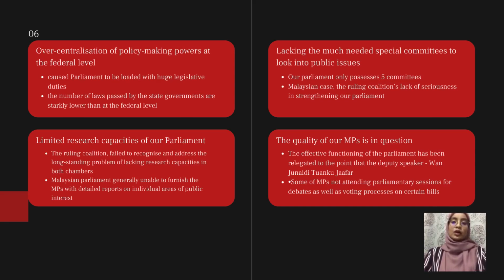Within Malaysia, the number of laws passed by the state governments is starkly lower than at the federal level. Again, the findings by the Penang Institute study have shown that the number of bills passed by the Barisan Nasional federal government in 2012 stood at 44, while the Pakatan Rakyat controlled states of Penang and Selangor only ratified 2 and 5 state legislations respectively in the same year. Parliament is laden with a heavy legislative burden vis-a-vis the state assemblies, a direct result of over-centralization of executive powers at the federal level.